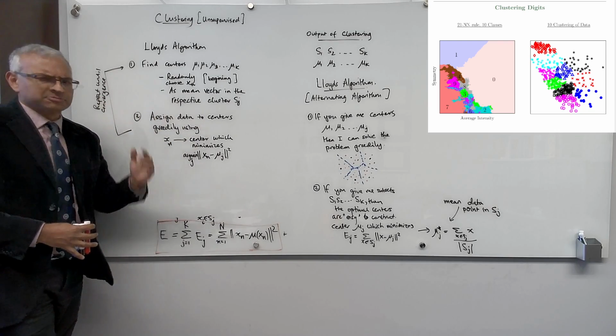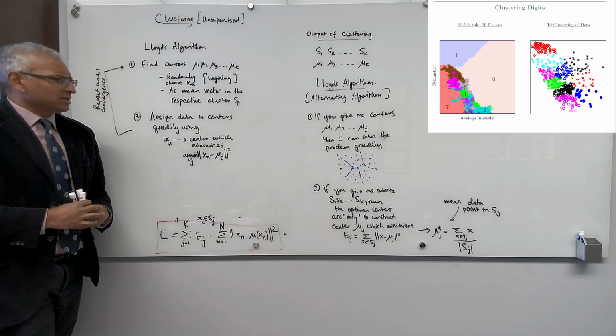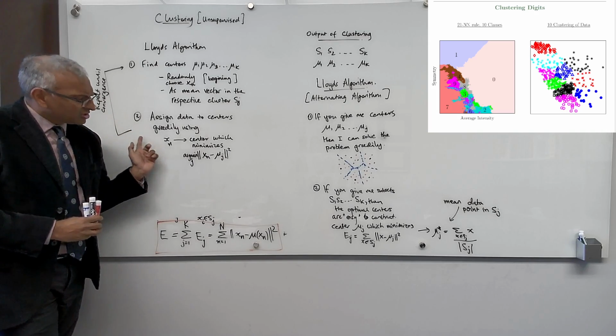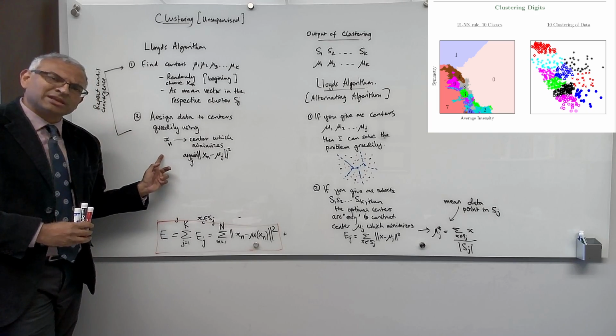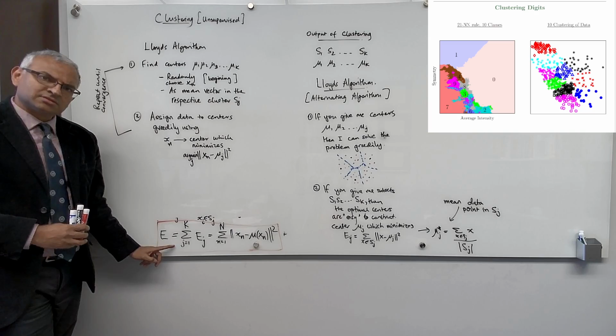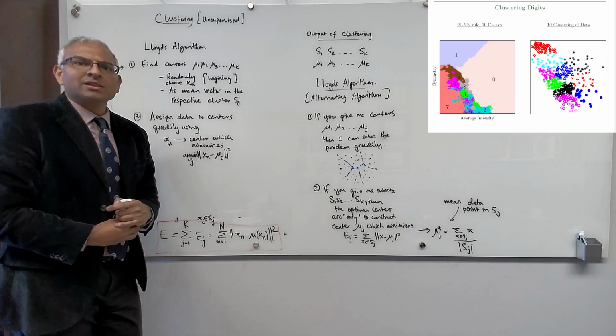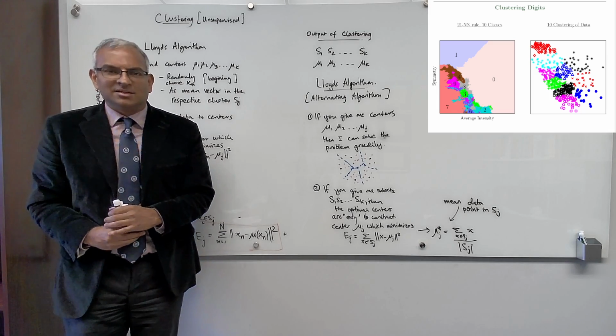But the problem is there are exponentially many clusterings, so it can take a very long time to converge, and it's not necessarily the case that it converges to the optimal. There are many local minima in this error function, and this can converge to a local minimum. But in practice, it works very well. Let's have a look at some examples.